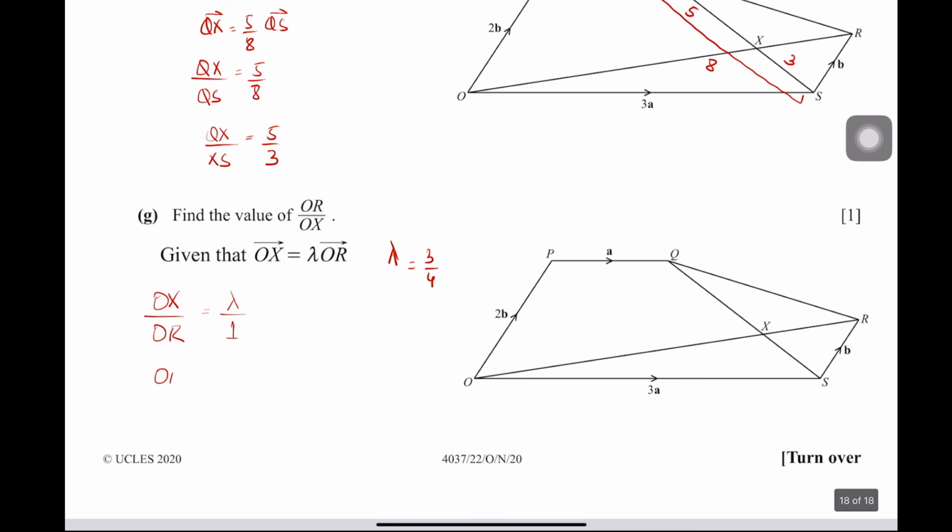So how do I do that? If I turn this from OX upon OR to OR upon OX, so what is that going to be equal to? That's going to be equal to 1 upon lambda. Okay? Now, do we have the value of lambda? Yes, we do. We know that lambda equals 3 upon 4. Now, what's 1 over 3 upon 4? 4 upon 3. And there you go. That's your answer. OR upon OX is 4 upon 3. And that's it. That's your answer.